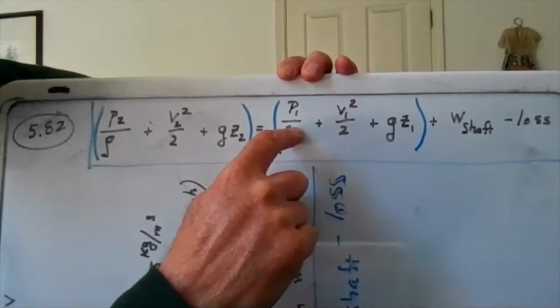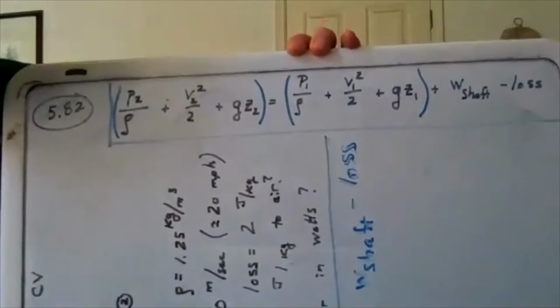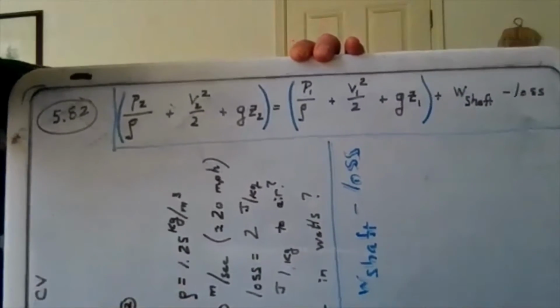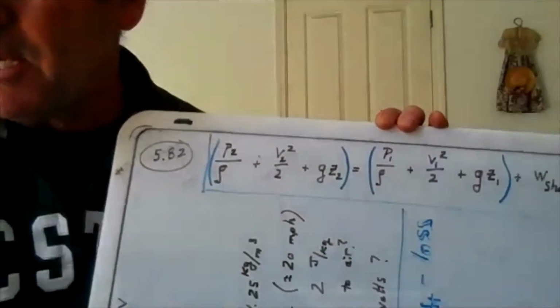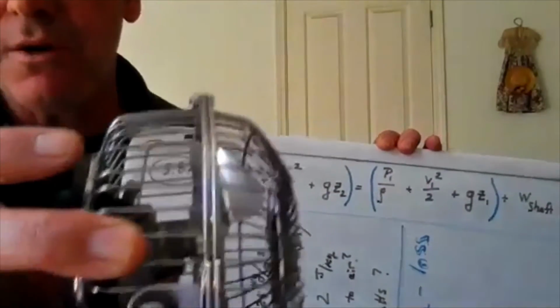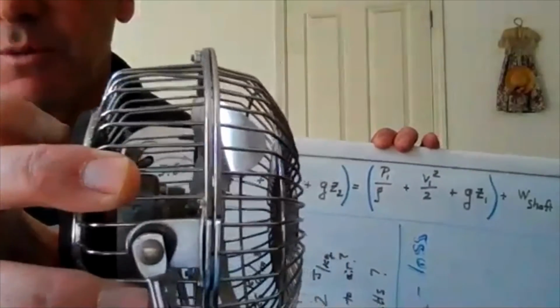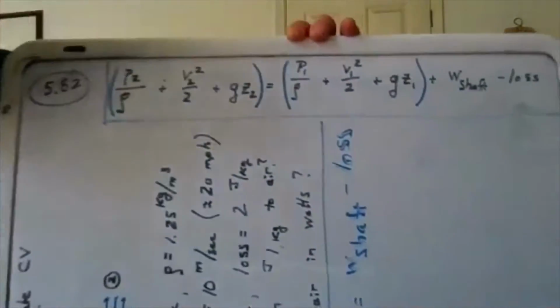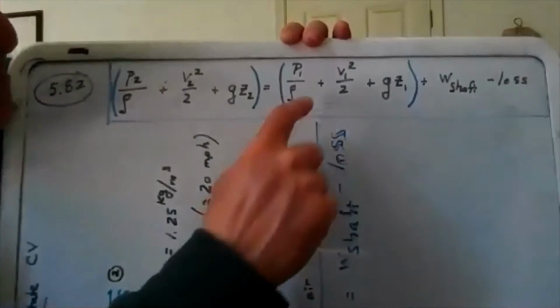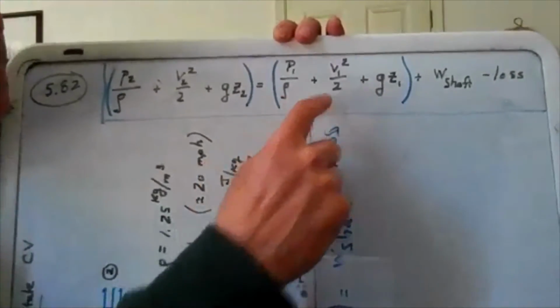How about P1? Well, P2 was given as gauge pressure, pressure above atmospheric pressure. And at this fan inlet, it's pretty reasonable to assume that the air that's pulled in is at atmospheric pressure. So in this case, we're going to make that assumption. We'll give you more practice on homework on making that assumption. So all these terms end up going away.